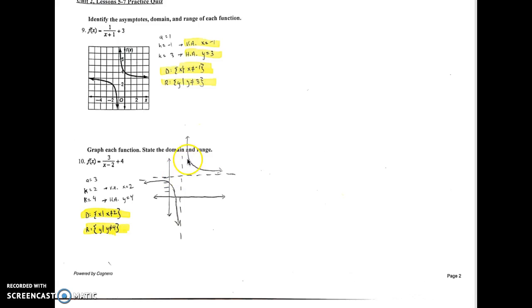Because A is positive, you're going to want to be in the first quadrant and the third quadrant. So I sketched my graph there, and my domain and range are x cannot equal 2 and y cannot equal 4. And that's the whole practice.